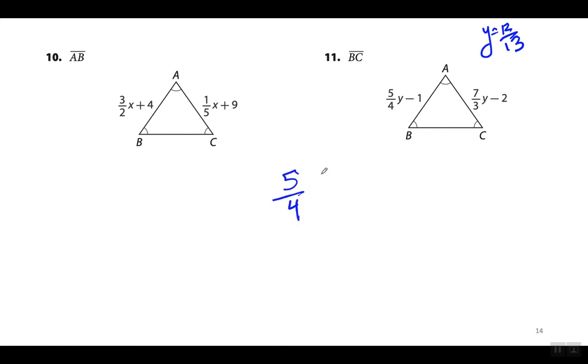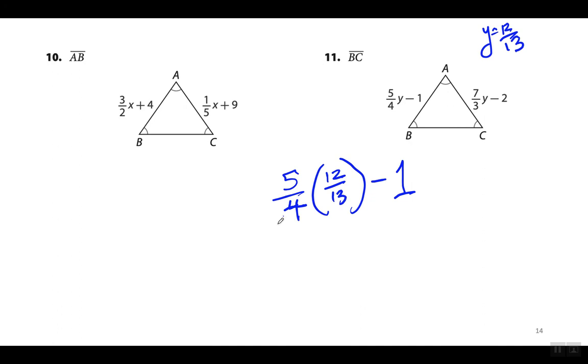5 over 4 times 12 over 13 minus 1. So I multiply numerator times the numerator. Well, actually, my bad. Let me simplify it first, just like I did last time. The 12 and the 4 could be simplified by dividing them both by 4 to make it smaller. El 12 y 4 se pueden simplificar antes de multiplicar para hacerlo más chiquito. Así que los dos se pueden dividir por 4.